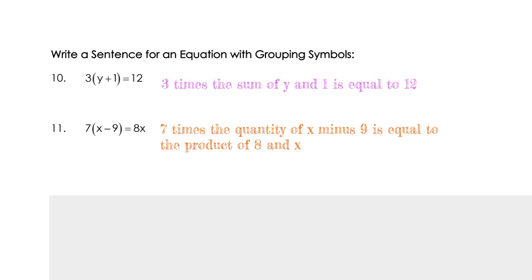Okay. So again, hopefully that's showing up on your end well. 7 times the quantity of x minus 9 is equal to, and then again, we did actually have to say something on the other side of the equal sign. We actually had an operation there. So the product of 8 and x. We had one like that on the front, but there's another one for you. And that would be it for your notes.